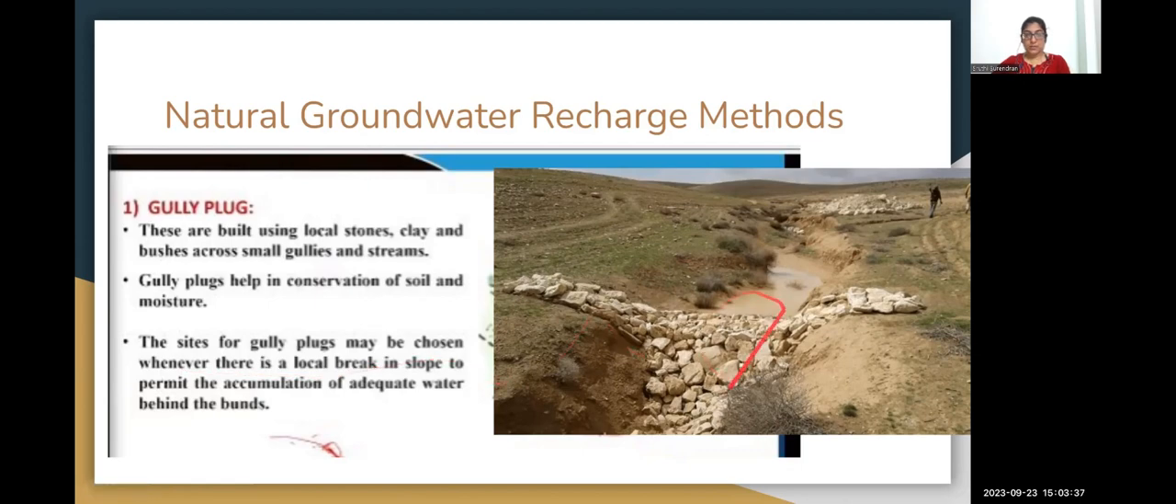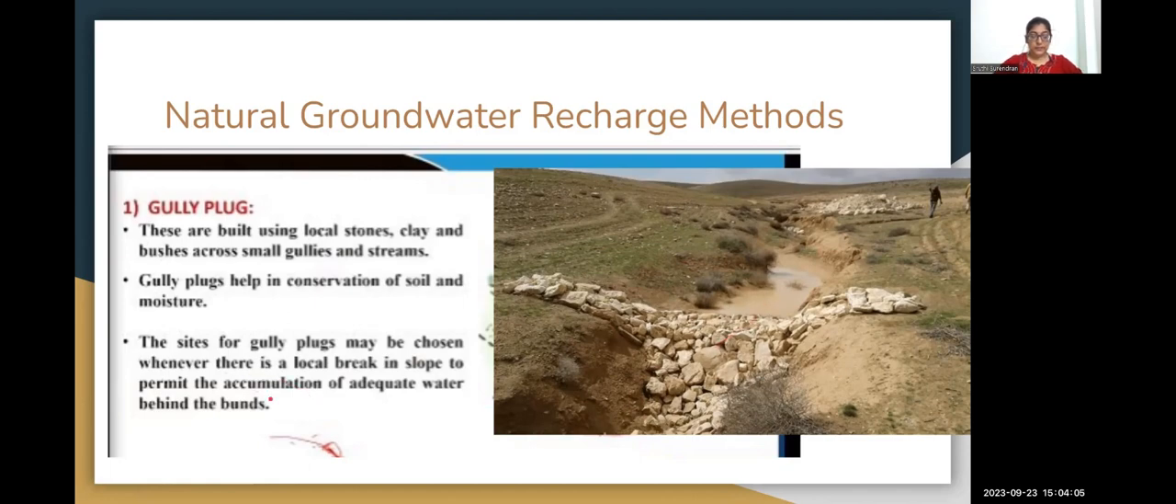They are made out of stones that are available in the locality, and they are placed across the streams. It is usually done for small streams and not heavily flowing streams, so that water will get accumulated over here and naturally recharge the groundwater.